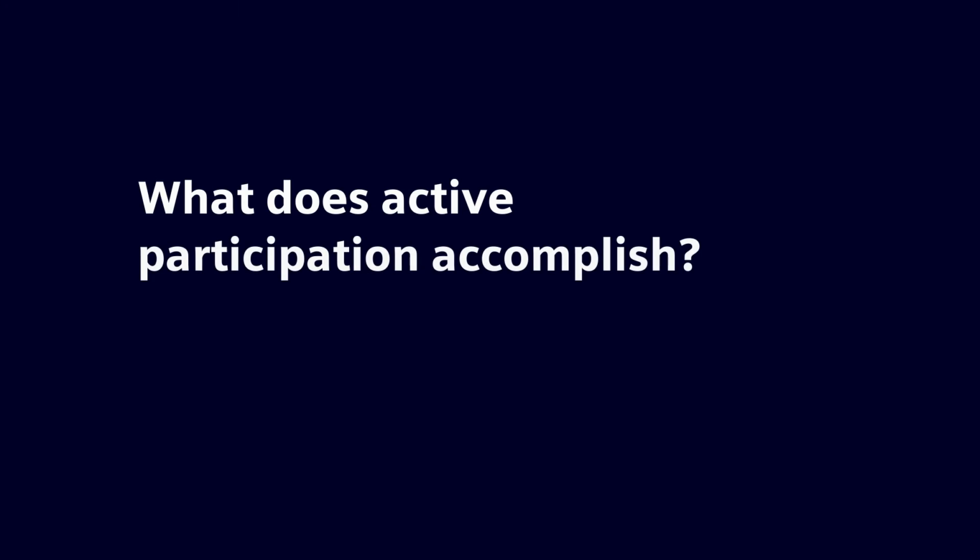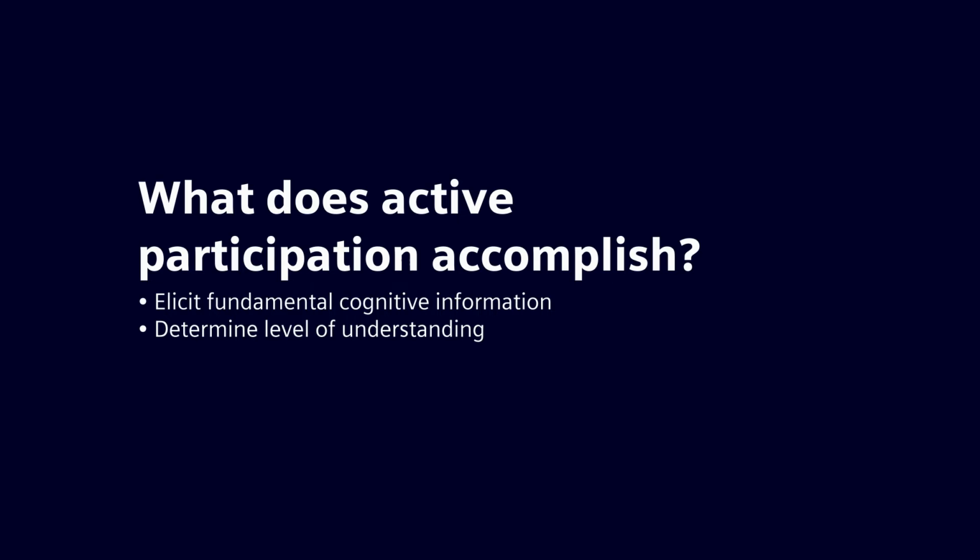It takes skill to draw out information, and it accomplishes these 3 things. The first is that you elicit fundamental cognitive information, the facts. The second is that you determine the student's level of understanding of information and acquisition of skills. And then the third accomplishment is to raise students' thinking level, to stimulate their thinking, to lead them to new vistas and engage them in the joy and excitement of learning.